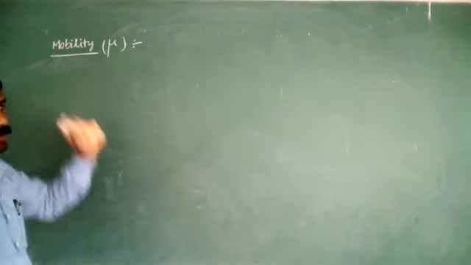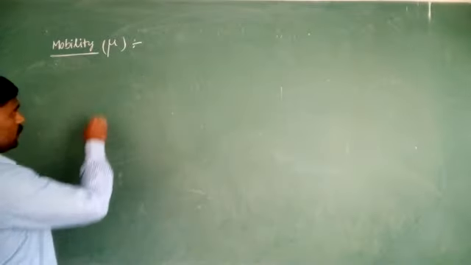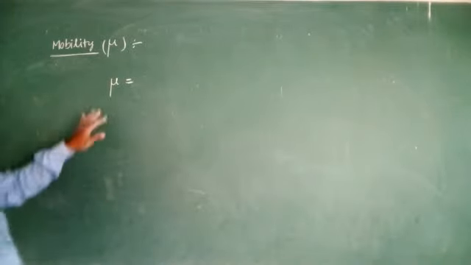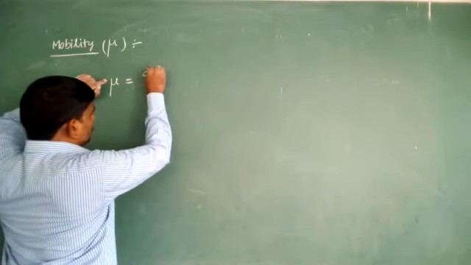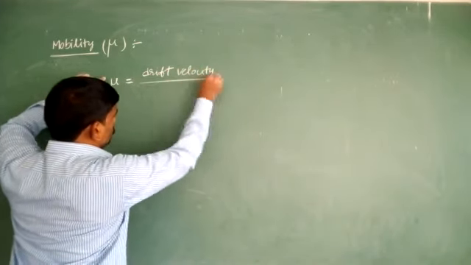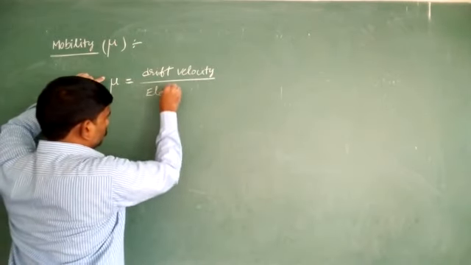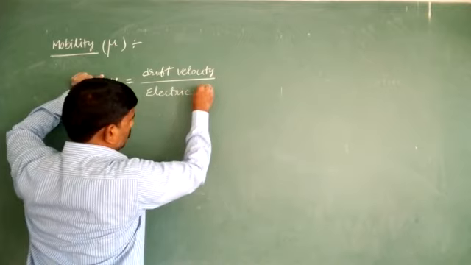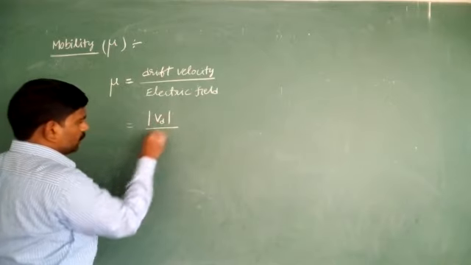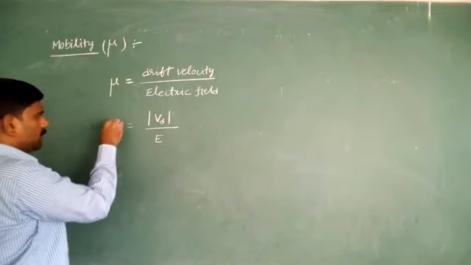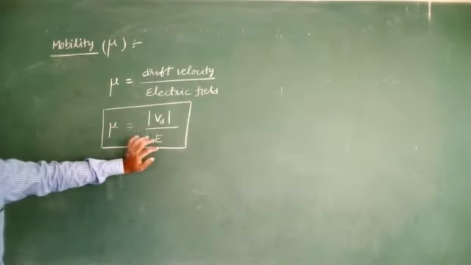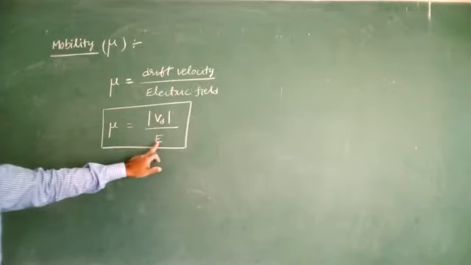How do we define this mobility? Mobility is defined as the ratio of drift velocity per unit electric field. That is the modulus of Vd by E, where E is the electric field. Mu is equal to Vd by E.